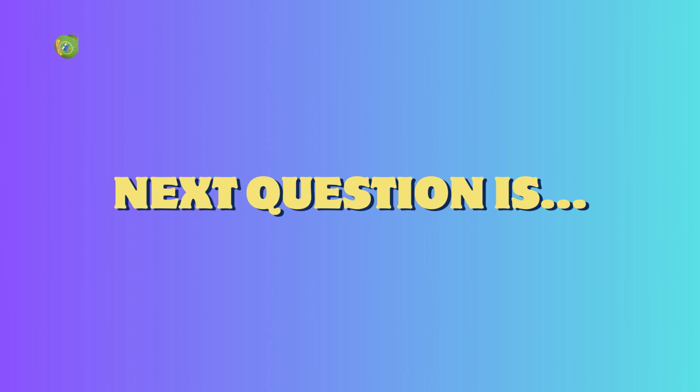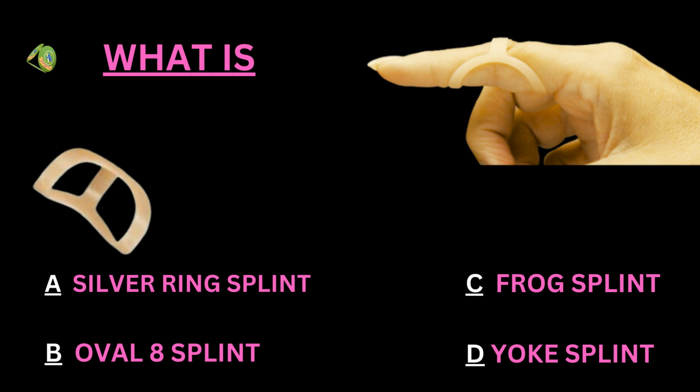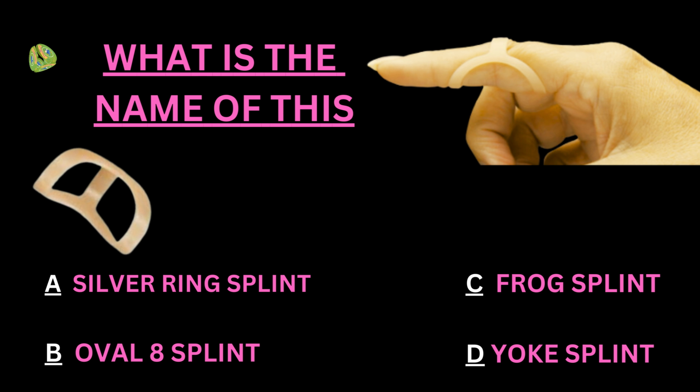The next question is, what is the name of this splint? A. Silver ring splint. B. Oval 8 splint. C. Frog splint. D. Yoke splint.